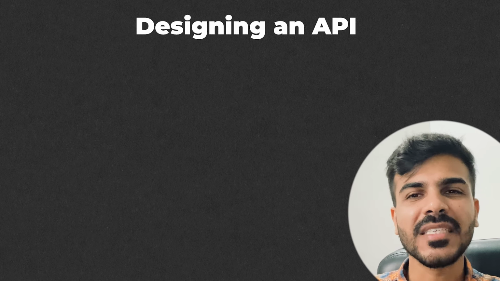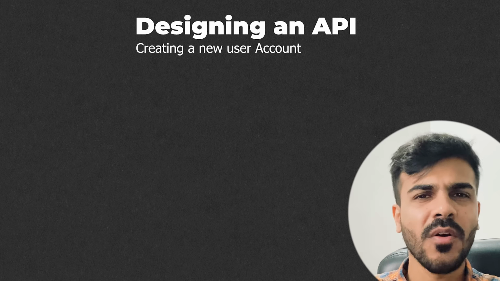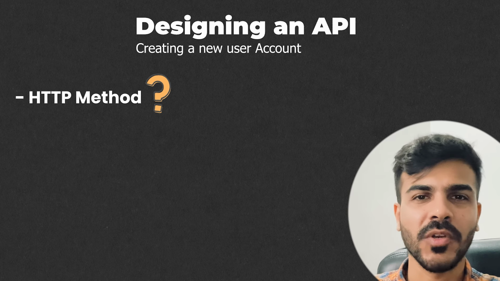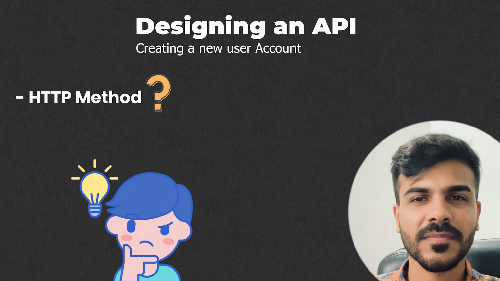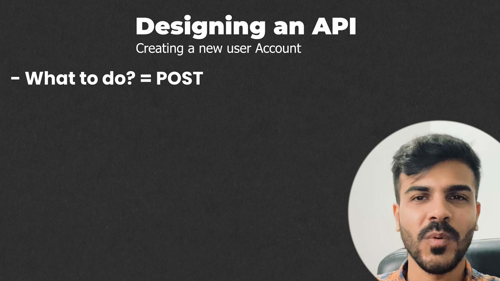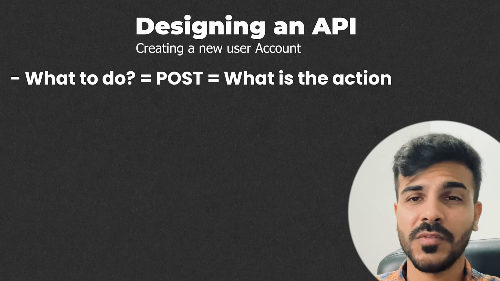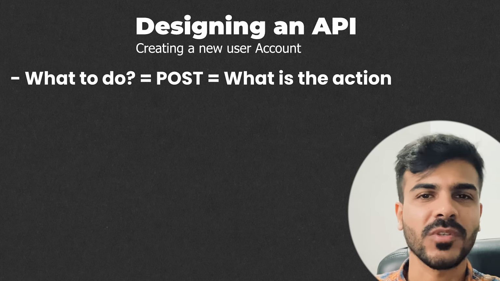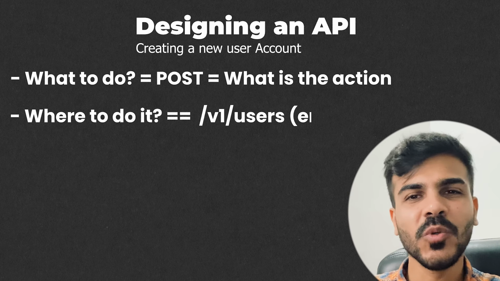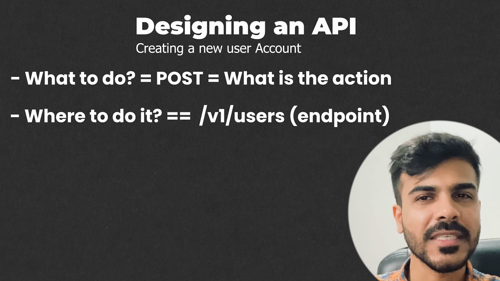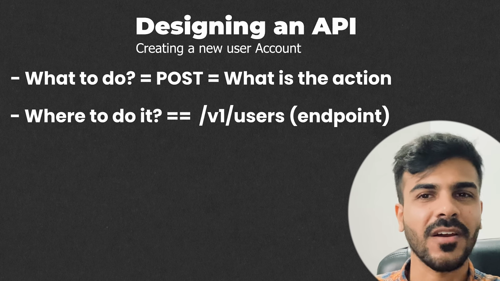Another example to understand all of this. Let's say you want to design an API for creating a new user account. What would be the HTTP method you would use and where would you perform that action? Think about it for a moment. You got it right. You would use POST, which is the action, because we want to create an account. And then for where to do it, we would use the v1/users endpoint because we are creating a user account. So this is the target.